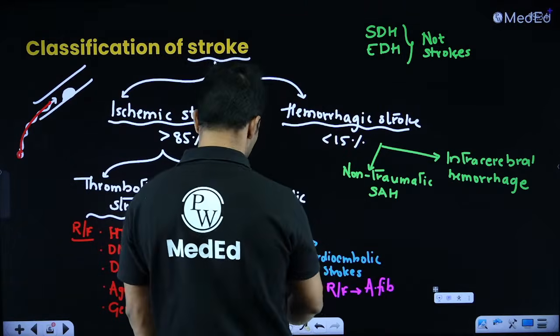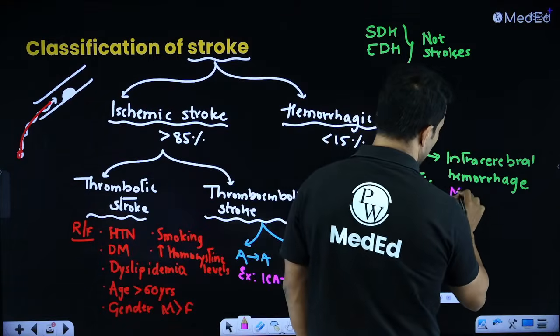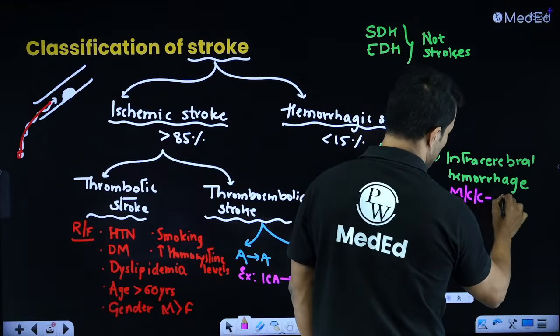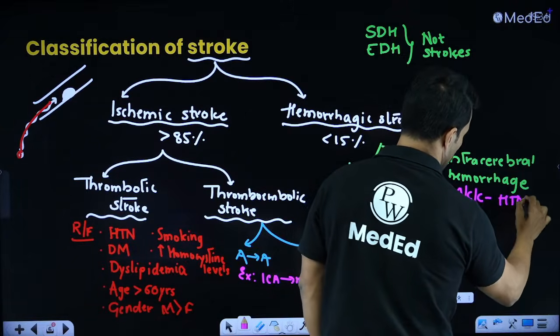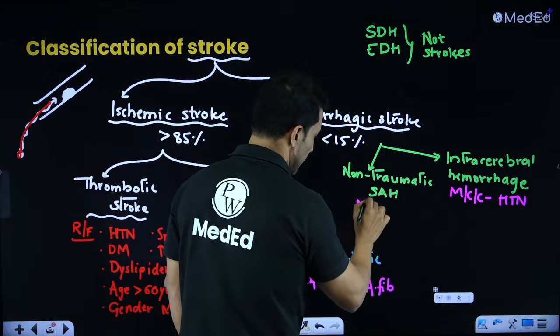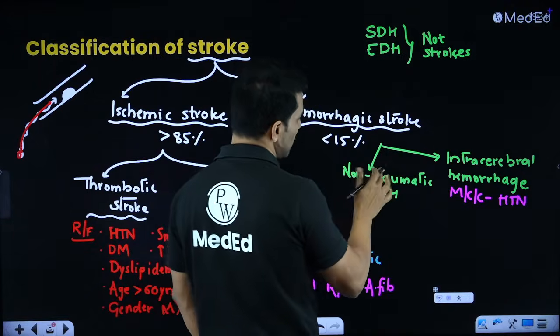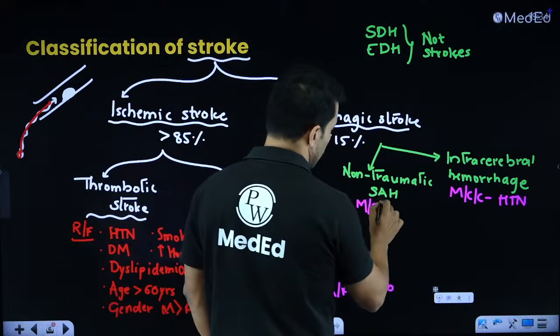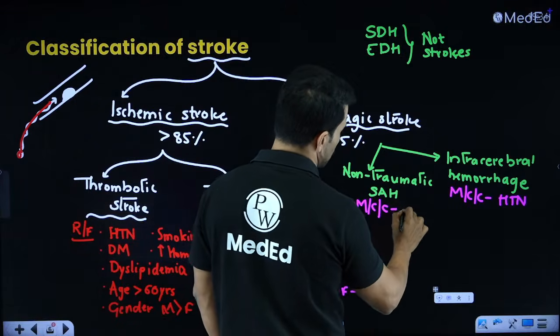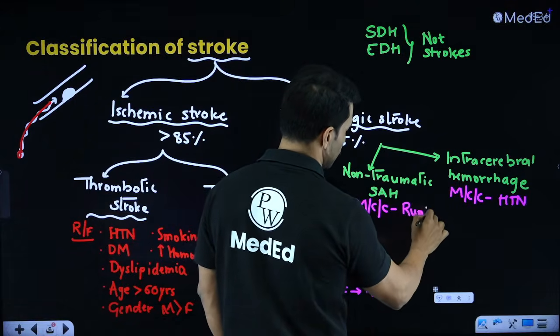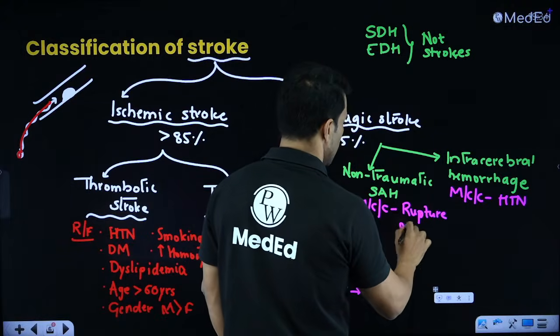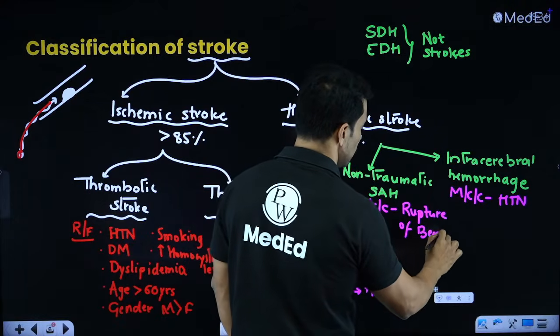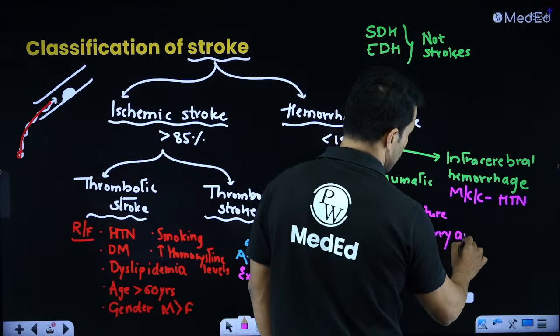These are not strokes. The most common cause for intracerebral hemorrhage is going to be hypertension. And the most common non-traumatic... remember, trauma can also cause subarachnoid hemorrhage. In that case, we will not call it stroke. The most common cause for non-traumatic SAH is rupture of berry aneurysms. So aneurysms are disease of blood vessel, and that's why we can call it stroke.